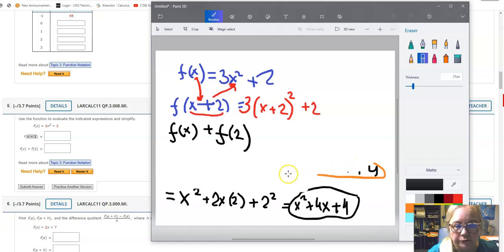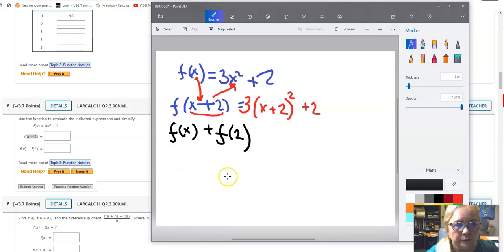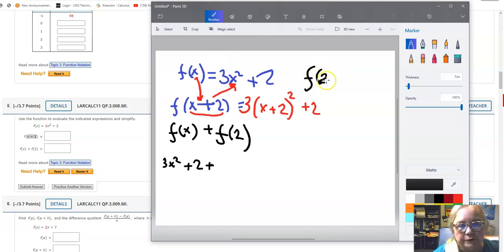So what is f of x? F of x, it's our function as we have here, 3x squared plus 2. That's what we put instead of f of x. And f of 2, we need to evaluate the function at 2. So what happens if we replace x by 2? We get f of 2. So let's see what is f of 2.